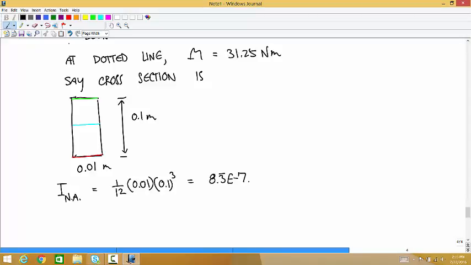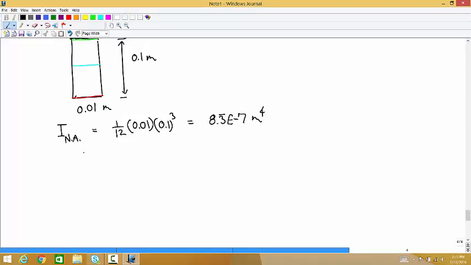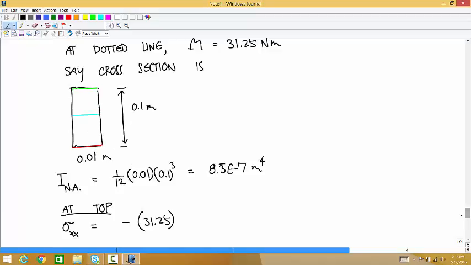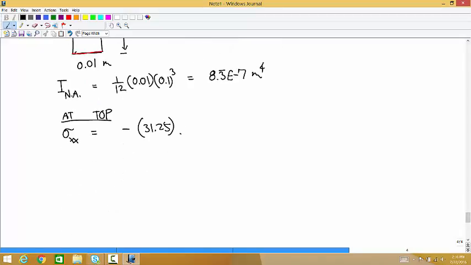...3 times 10 to the minus 7 meters to the fourth. At the top, the x normal stress is equal to negative internal moment, so 31.25. What's the times y? What's the y value for that green line at the top? 0.05, yep. And then divided by I, 8.3 repeating times 10 to the minus 7. And what do you get for that?